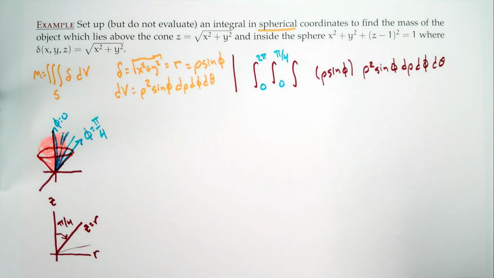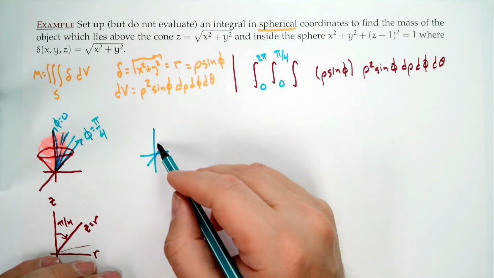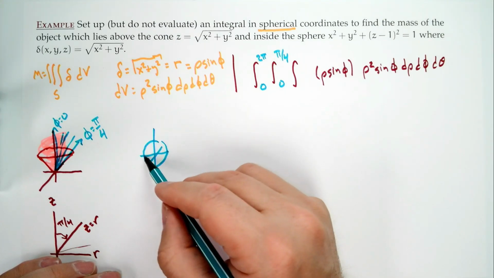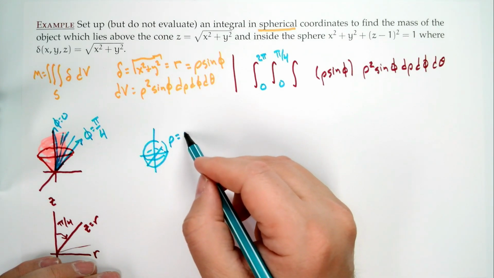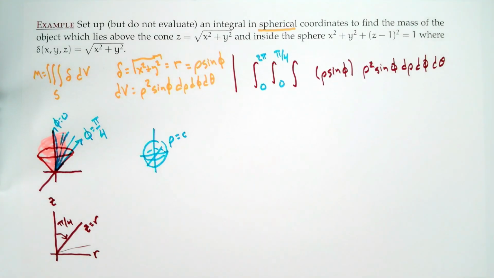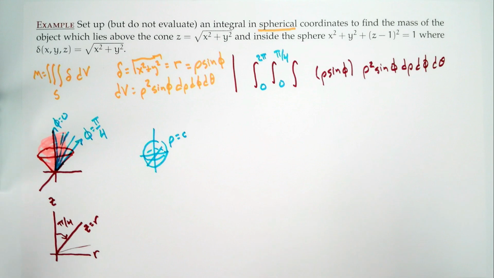Notice something different though. Normally when we talk about spherical coordinates, we talk about a sphere centered at the origin. If I have a sphere centered at the origin, that has a nice expression. Namely, this is something of the form rho equals some number, let's say c. But this is not centered at the origin. So let's figure out what that sphere is.